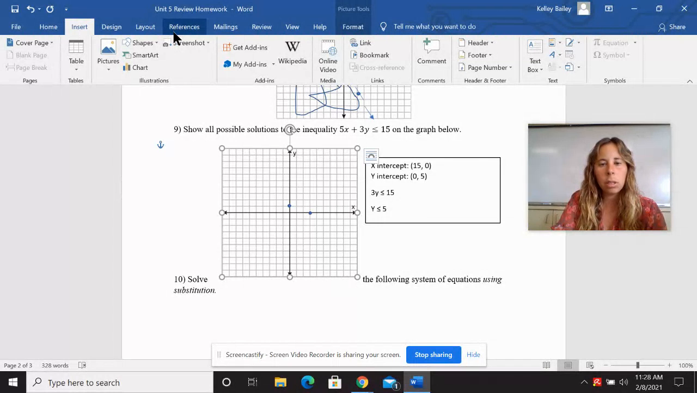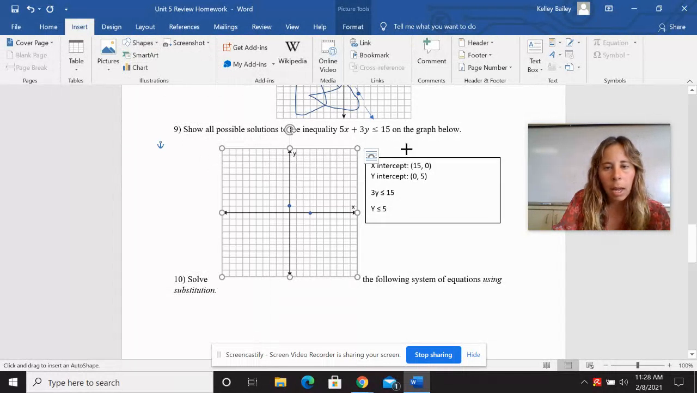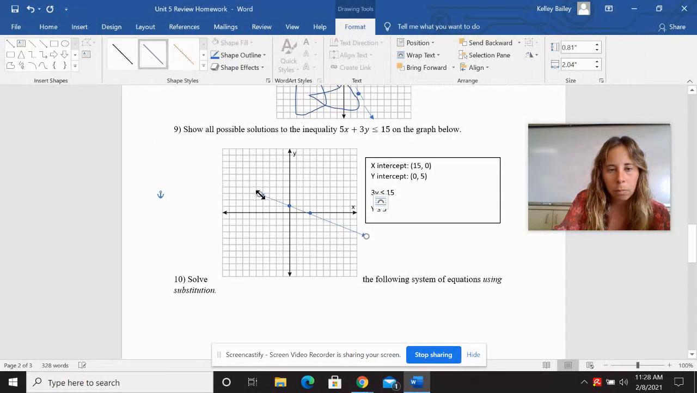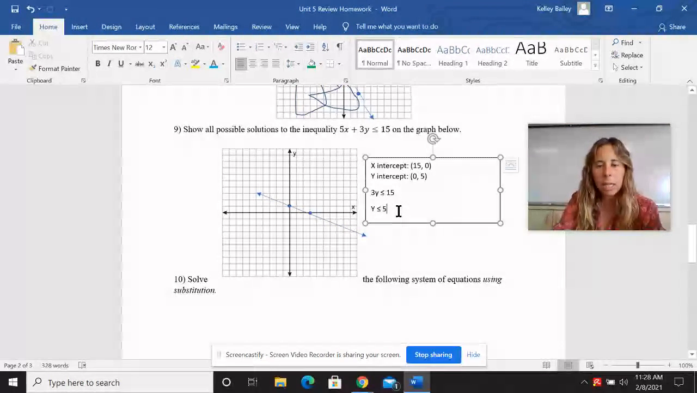Insert, line. All right. And it should be solid because there's that equal. Okay, it's good enough. There it is. And then you have to shade. So choose a test point.